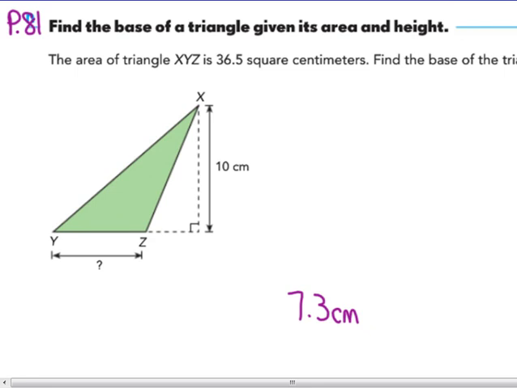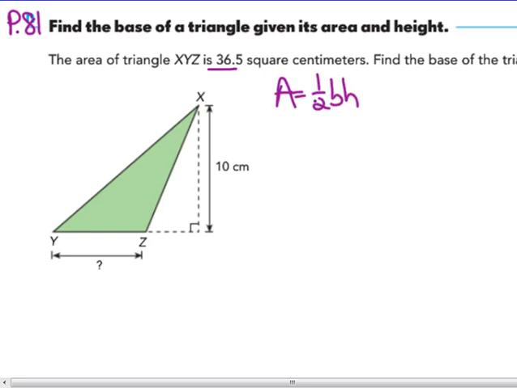Our next problem is the area of a triangle XYZ is 36.5 square centimeters. Find the base of the triangle in this problem. Oh, so we don't have base and height. They're giving us area. We're going to do some equation solving. So area equals 1/2 base times height.